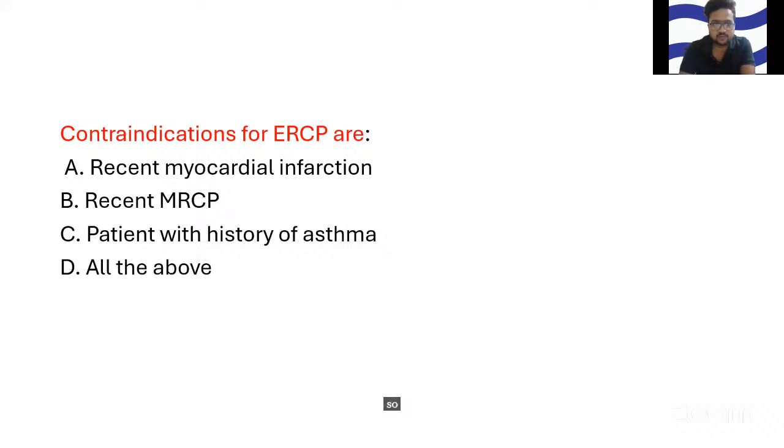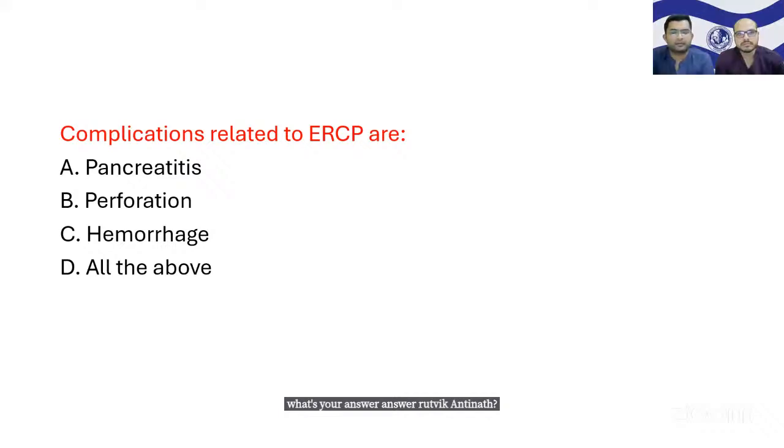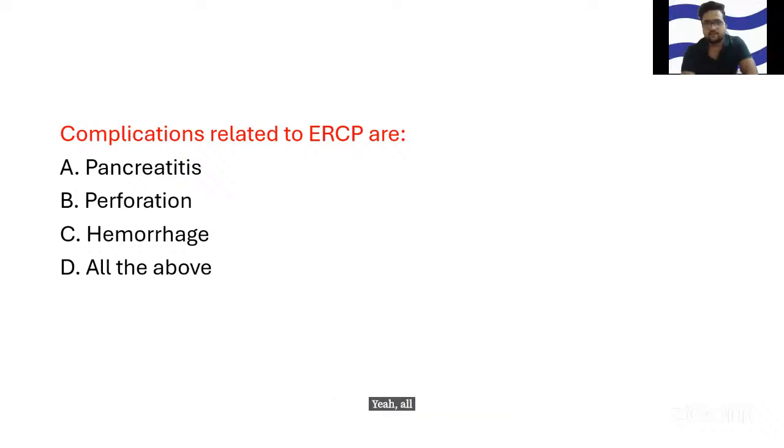So coming to the next question. Complications related to ERCP are: option A, pancreatitis; option B, perforation; option C, hemorrhage; option D, all of the above. So what are our audience answering? Just a second, Rutvik, Trinath. Yeah, all of them are going with option D. What's your answer, Rutvik and Trinath? Sir, all of the above. Yeah, all of these are complications of ERCP. Good.